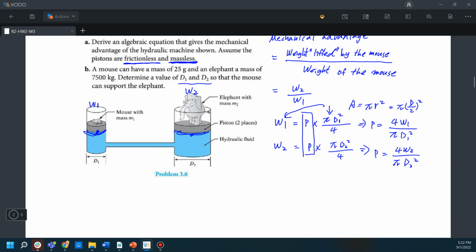Okay, so P is equal to P, so we have the equation 4W1 over pi D1 squared equal to 4W2 over pi D2 squared, and you cancel out the common terms.